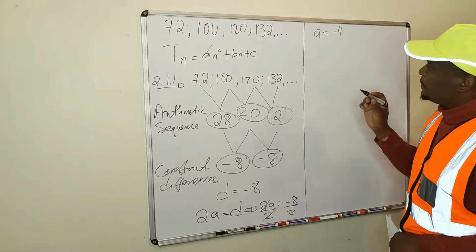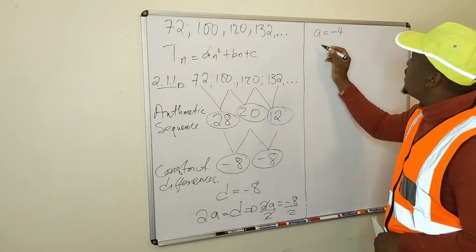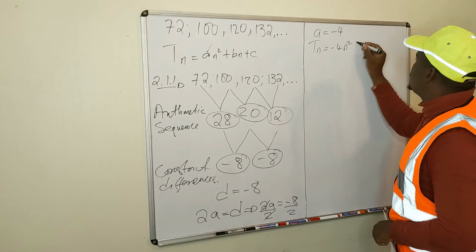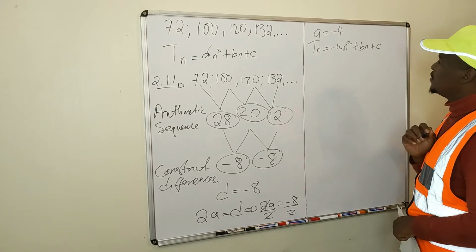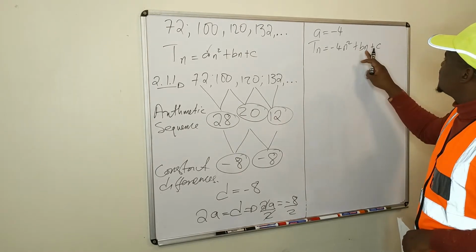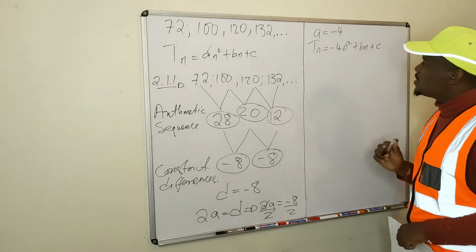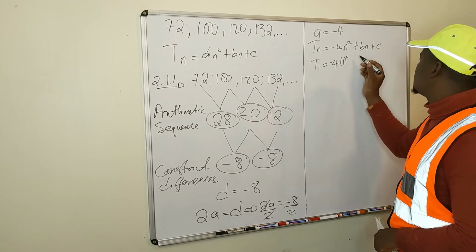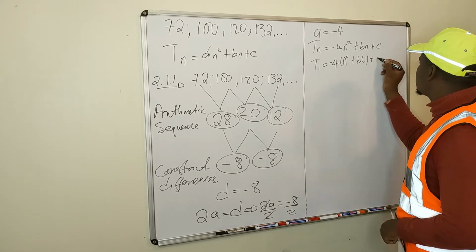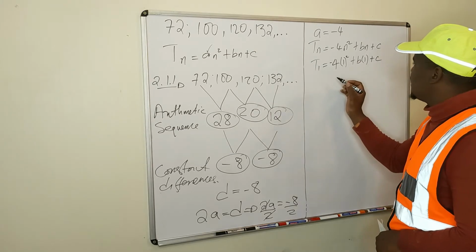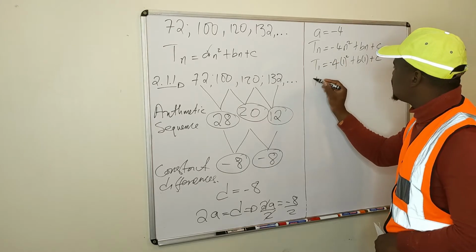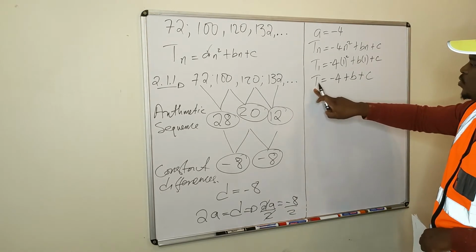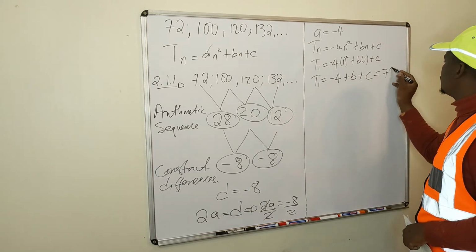So what do you do next? You say, okay, I'm going to substitute my minus 4 there. What do I have? Tn is equal to minus 4n squared plus Bn plus C, right? We have our part. What do we need now? We need C and B. So what are you going to do? Term 1, T1, I can find it by saying negative 4 times 1 squared plus B times 1 plus C. Then I'll simplify this and say T1 is equal to minus 4 plus B plus C. And I know what my T1 is. My T1 is equal to 72. Put my 72 here. I stop here.